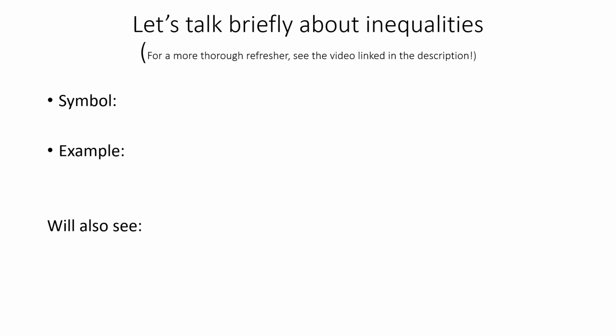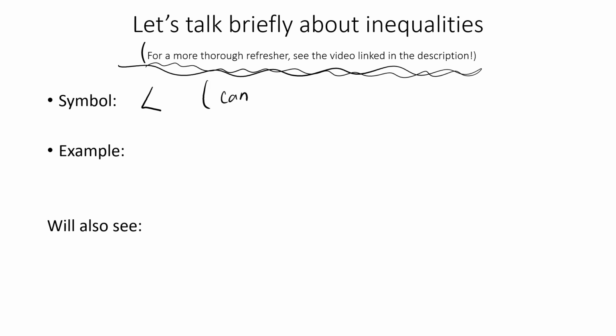So let's talk briefly about inequalities. Now, for a more thorough refresher, see the video linked in the description. I have a much more thorough refresher of inequalities to go into more detail about what the symbols are. There's actually one symbol, and it looks like that, and that symbol can be turned around. It's the same symbol, but it might be turned around the other way.